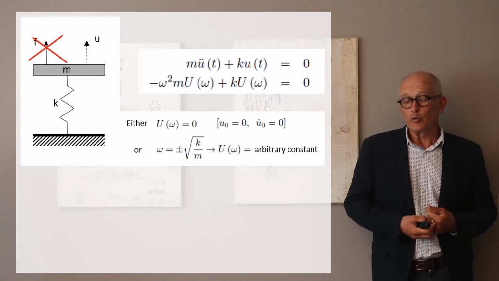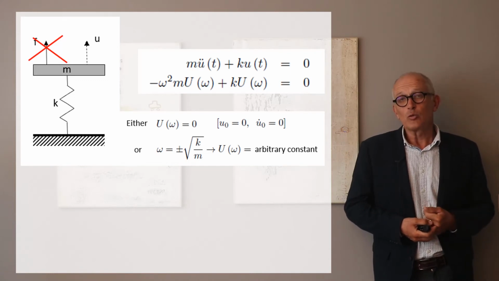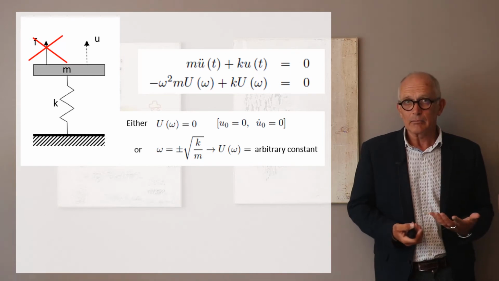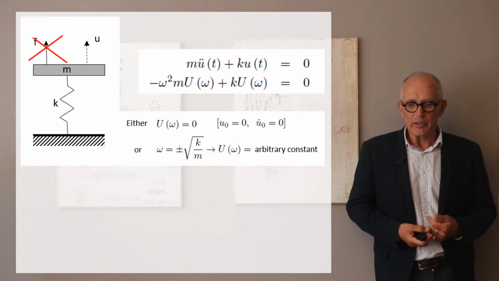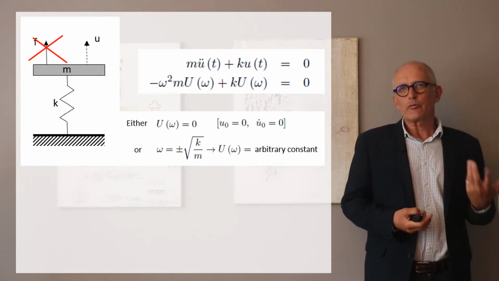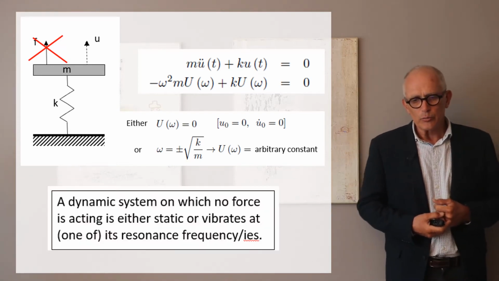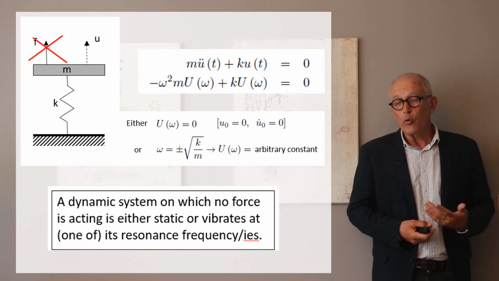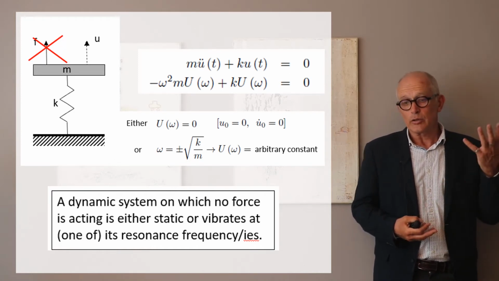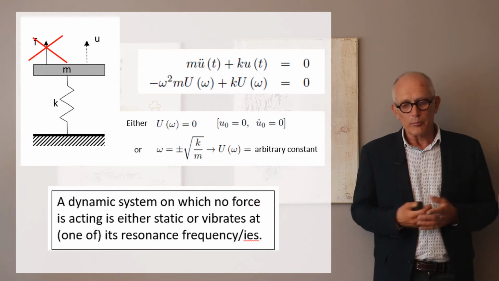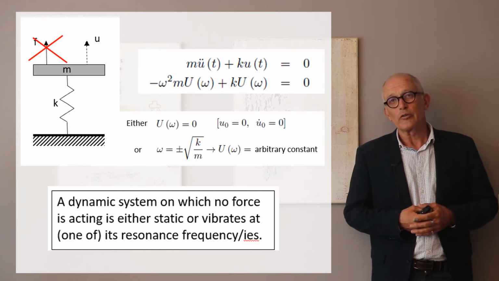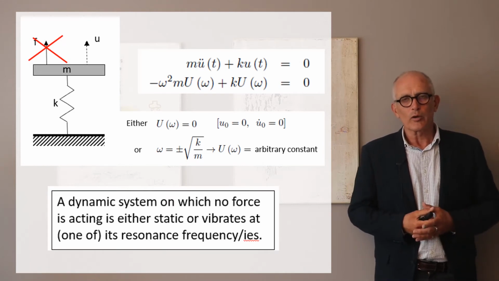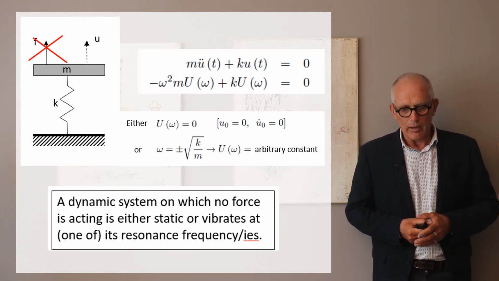But then there is another solution. If omega is equal to square root of k over m, we see that U can be anything different from 0 possibly. And so that gives us a different look at resonance frequencies, which is that a dynamic system on which no force is acting is either static or vibrates at its resonance frequency 1 over 2 pi square root of k over m.